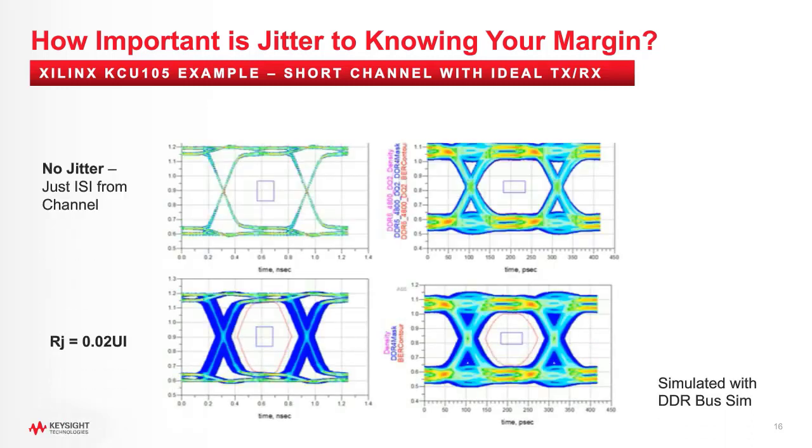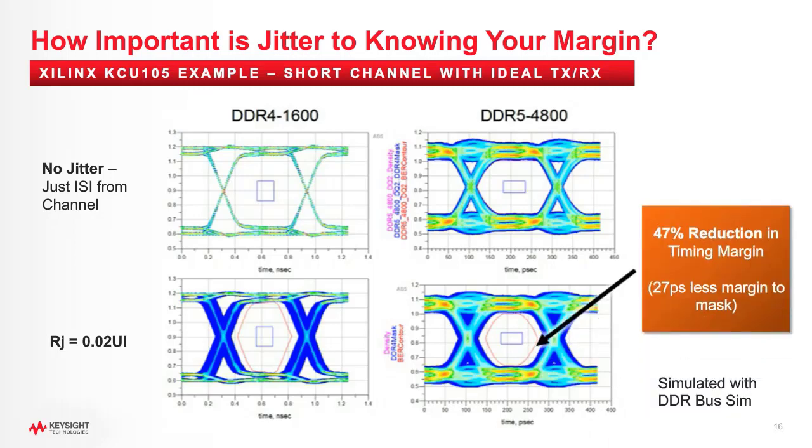So in the first case with no jitter at DDR4 speeds, we see that any eye closure is just due to ISI from the channel. And then at the bottom, you see when we have random jitter turned on at 2% of a unit interval, what we're looking at is the red bit array contour, and that shows us exactly how much eye closure we're expecting at 1e to the minus 16. And you can see for DDR5, there's a 47% reduction in timing margin, which equates to about 27 picoseconds less margin to the mask.